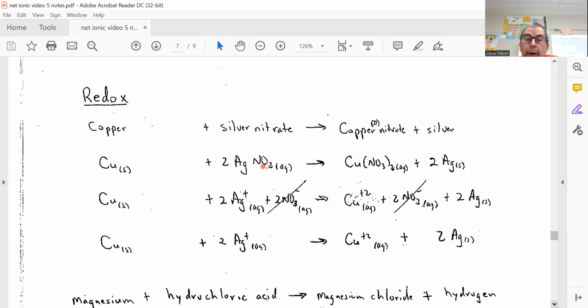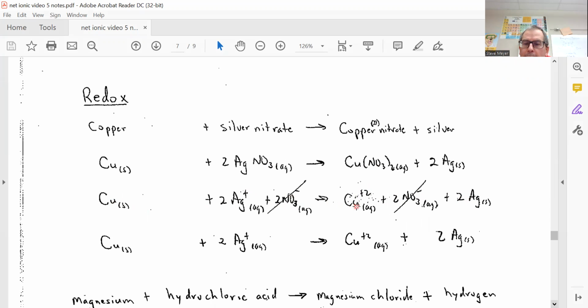So I'll split my 2AgNO3 into 2Ag+ and 2NO3-. I'll split my Cu(NO3)2 into Cu2+ plus 2NO3-. That becomes my total ionic equation. And then what's identical in each one? The nitrates, so they cancel out. So the net ionic equation becomes Cu plus 2Ag+ going to Cu2+ plus 2Ag.